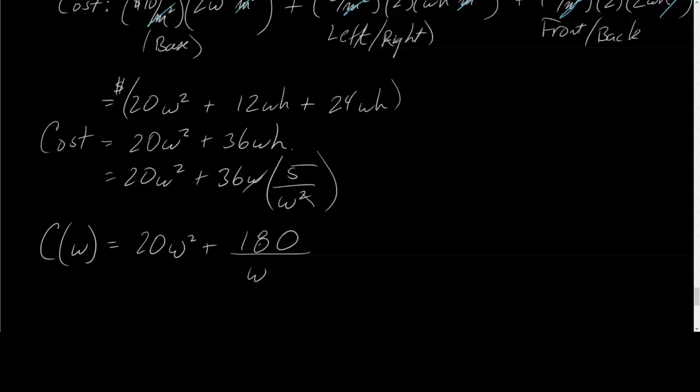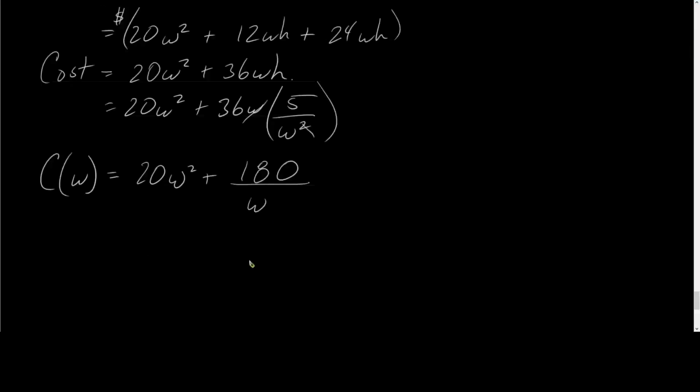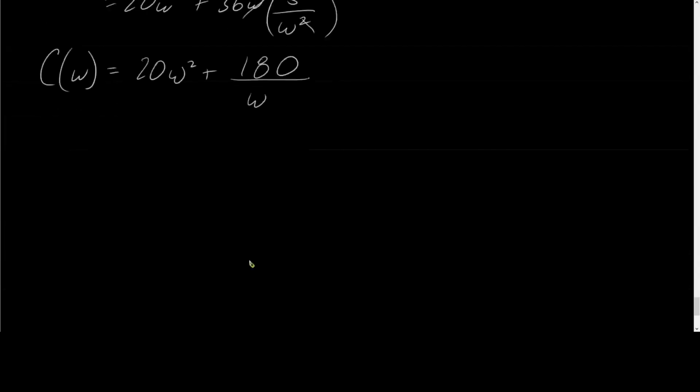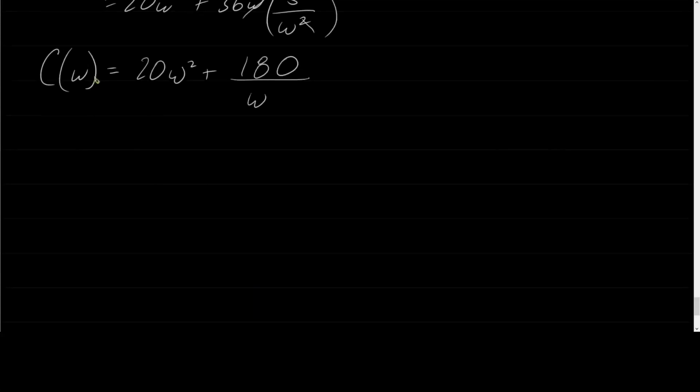All right. And the next thing we want to do here is, well, we're trying to minimize the cost, right? Because we're trying to find the cheapest box here. So we want to minimize the cost. So we want to find the critical point. And to do that, we have to take the derivative. So the derivative here ends up being 40W minus 180 over W squared. All right. So all I did there was take the derivative of each of those, right?